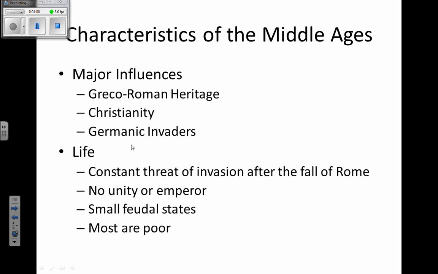a major influence. Life during the early Middle Ages wasn't that great. There's a constant threat of invasion after the fall of Rome, so there's no big empire in the West left to defend the people of Western Europe. As I just said, there's no unity because there's no empire, and there's no emperor to lead everybody. So everyone's kind of running around without a central power controlling them. There's development of small feudal states and the feudal system, and most people at this time are poor.